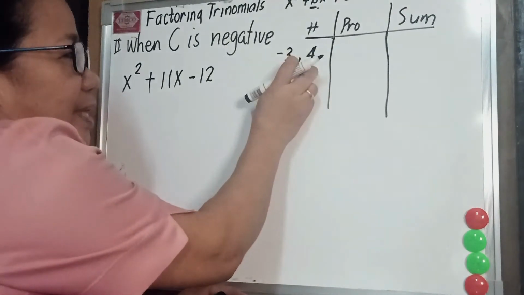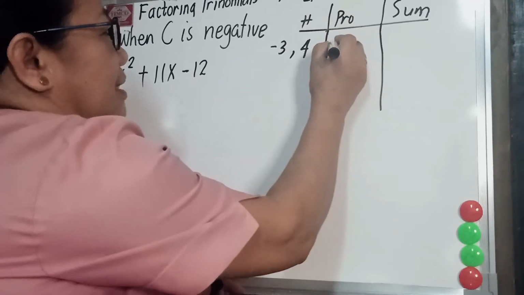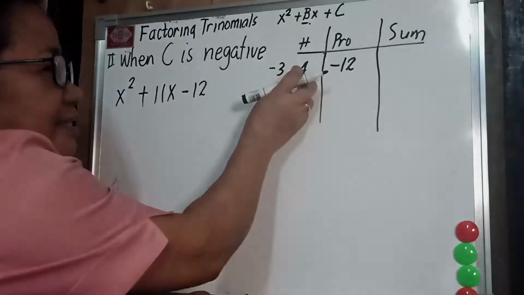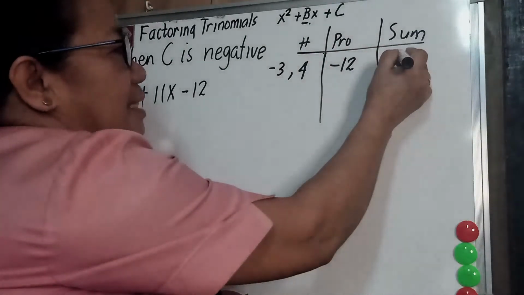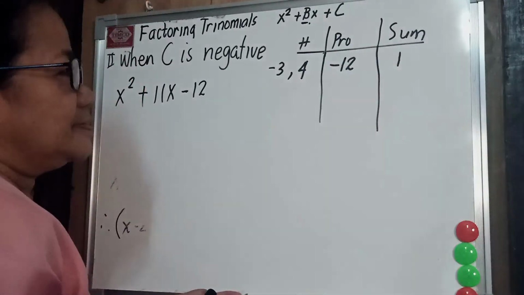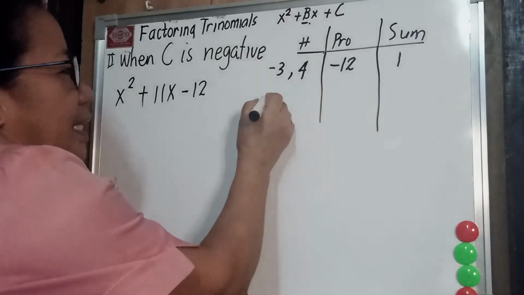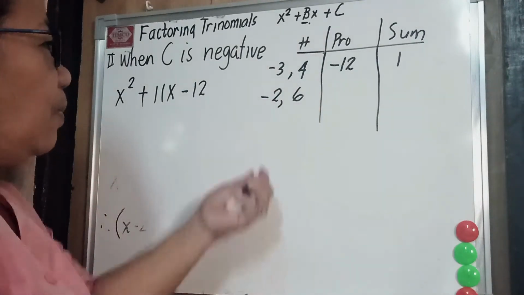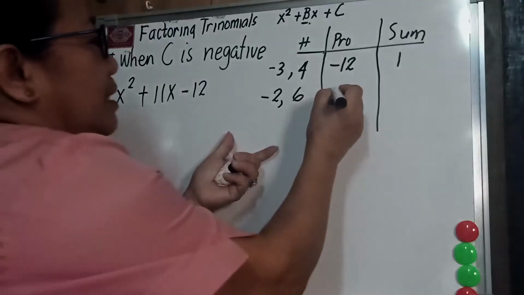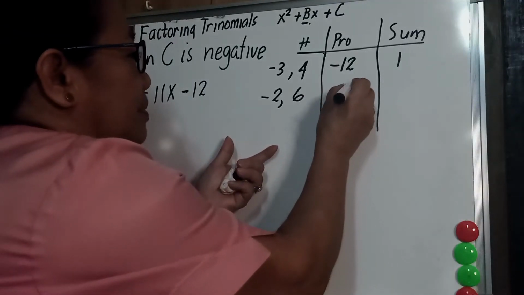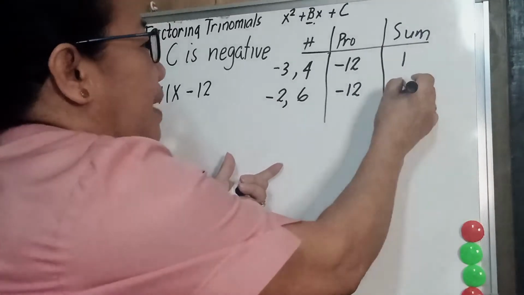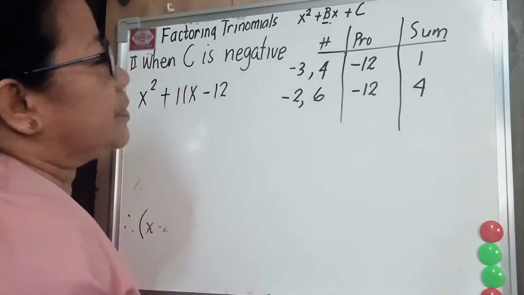What is the product of this? So, it is negative 12. What is the sum of this? It is positive 1. Let us have negative 2, positive 6. What is the product? It is negative 12. What is the sum? It is positive 4.